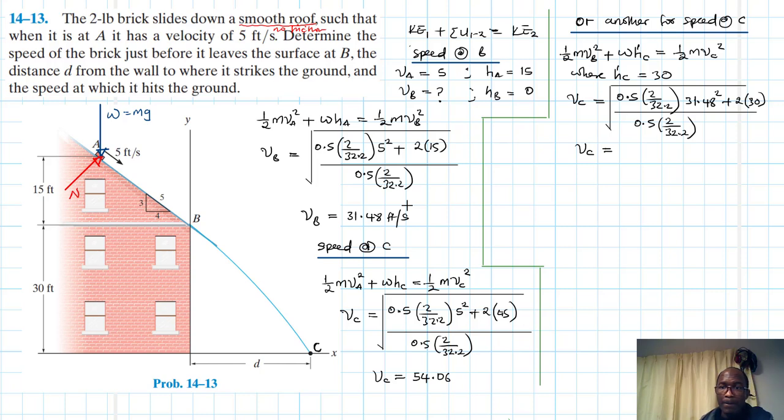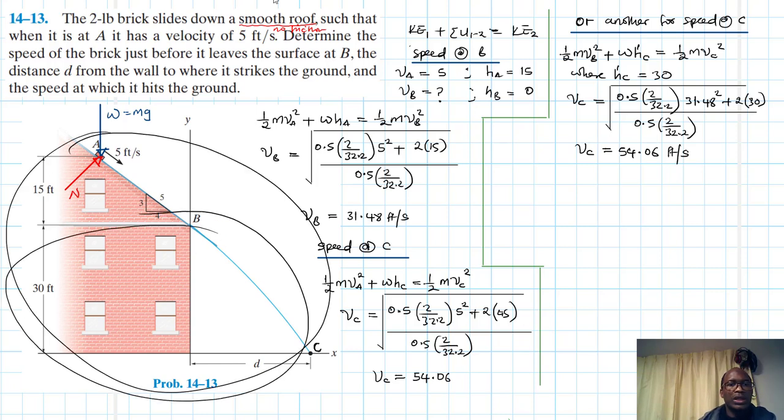0.5 by 2 divided by 32.2 times 31.48 squared plus 2 by 13 divided by 0.5 by 2 divided by 32.2. Okay, then square root of that. So we get 54.06 feet per second. So we've seen we are getting the same answers whether we use the whole lot of this or whether we use this part. I just wanted to show that.